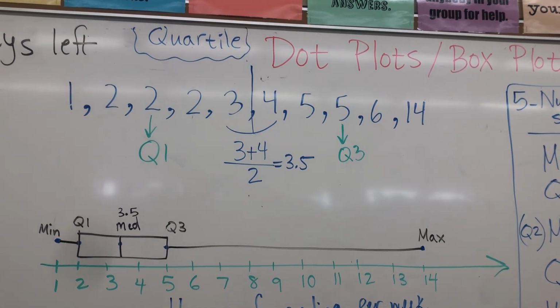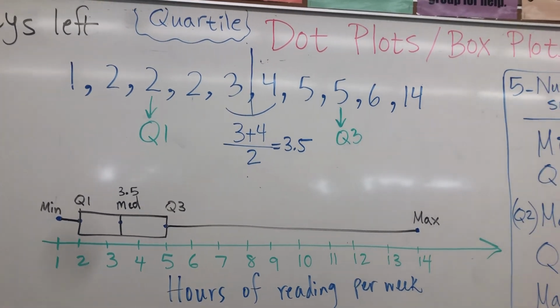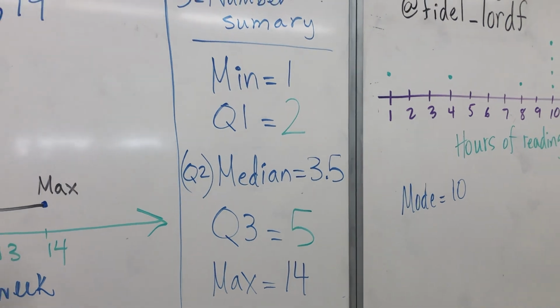So we're going to add those two. 3 plus 4 is 7. Divide by 2, that gives me 3.5. And that is my median, or Q2.